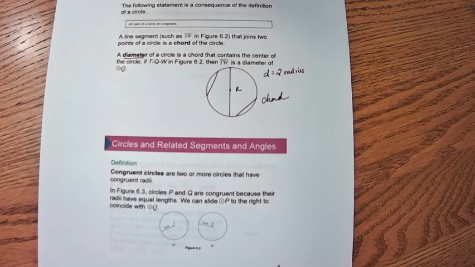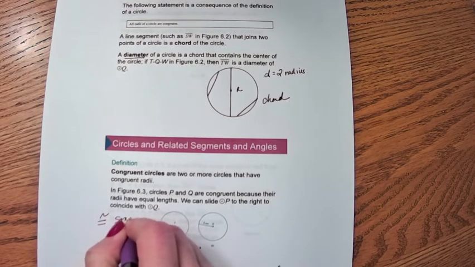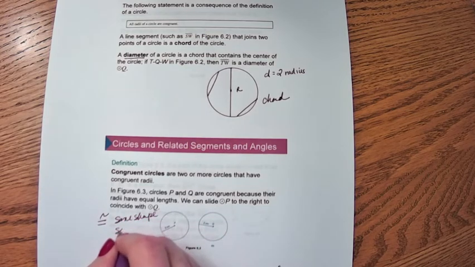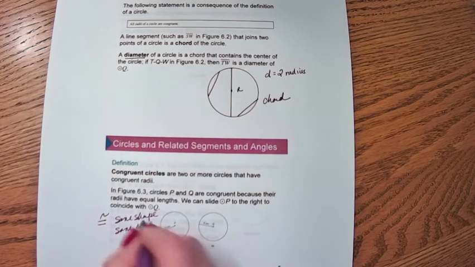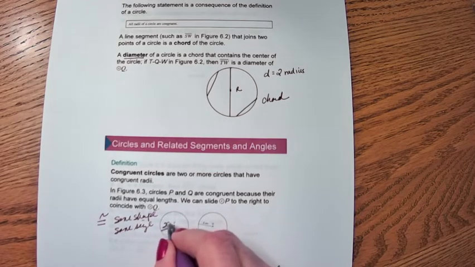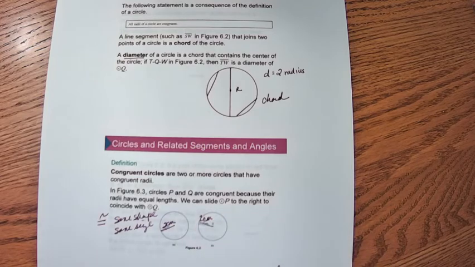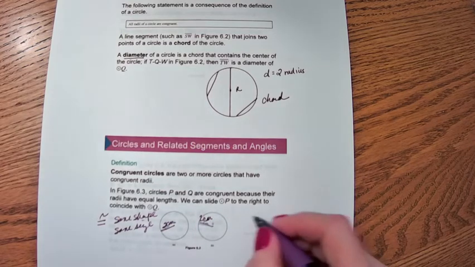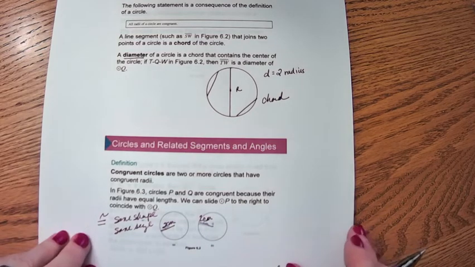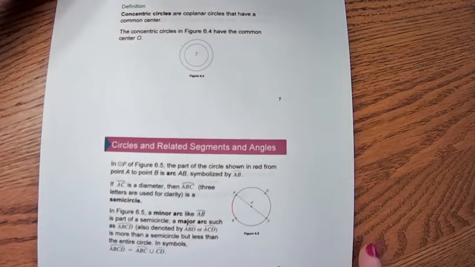Now, circles can be congruent. What does congruent mean? We've said it so many times. Same shape. Well, all circles do have the same shape. Same size. So circles are congruent if they have congruent radii. If this radius is 2 centimeters and the radius of this other circle is 2 centimeters, then we would say that these two circles are congruent because they have the same shape and the same size.